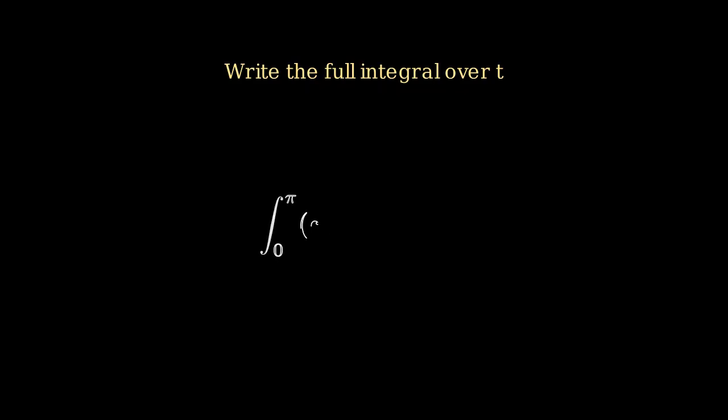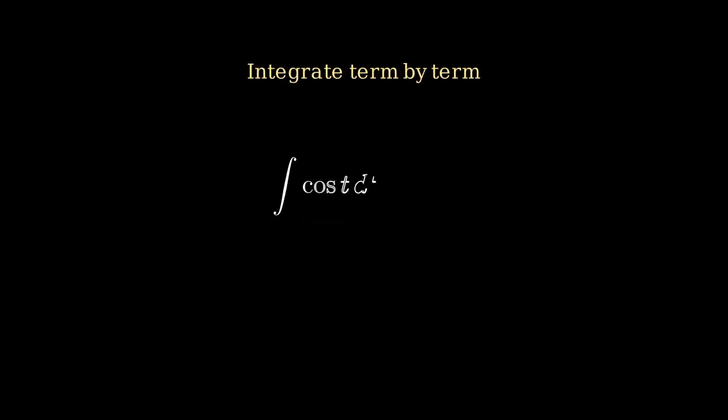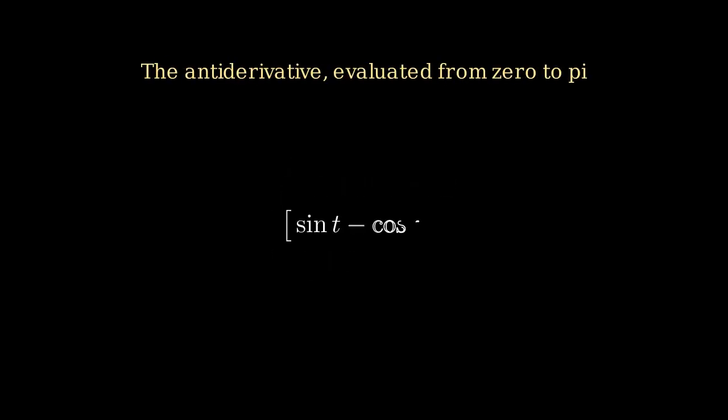Substitute the parameterization into the function: f(x(t), y(t)) equals cosine t plus sine t. The line integral becomes the integral from 0 to pi of (cosine t plus sine t) dt. Integrate term by term. The integral of cosine t is sine t. The integral of sine t is negative cosine t. So the antiderivative is sine t minus cosine t, evaluated from 0 to pi.